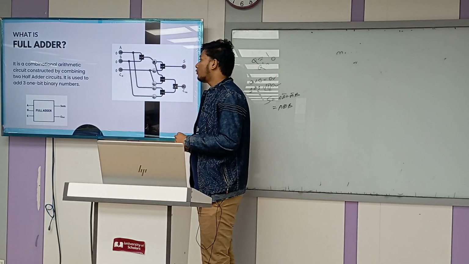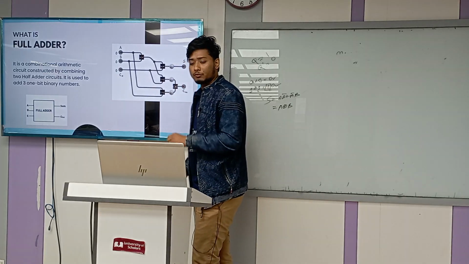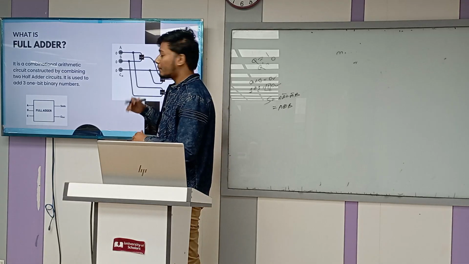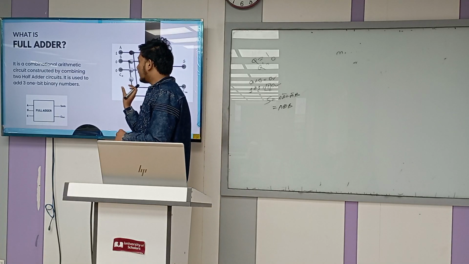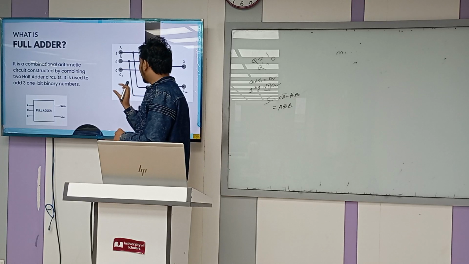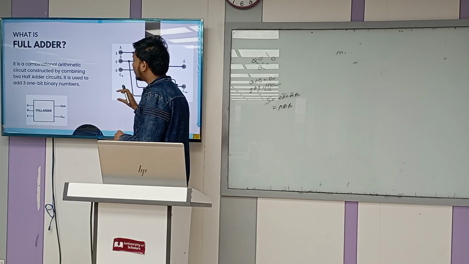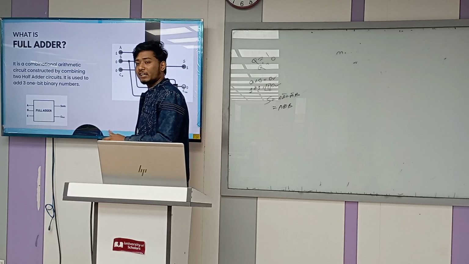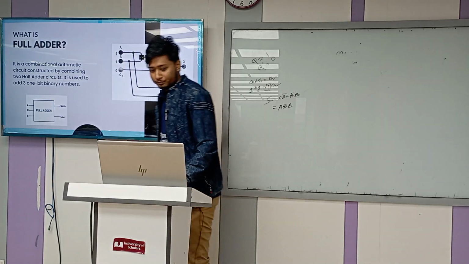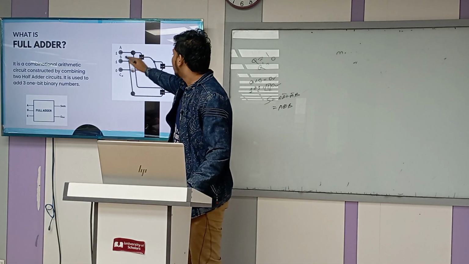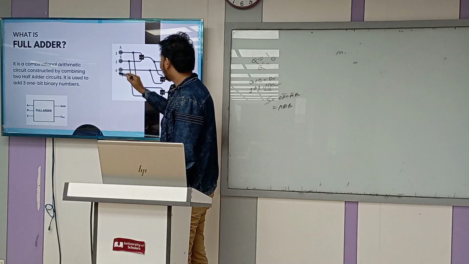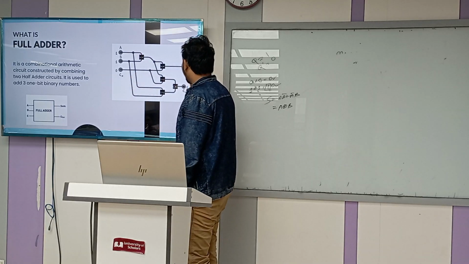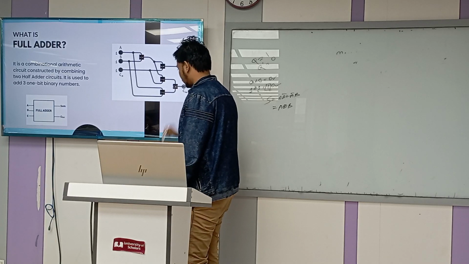So what is a full adder? The full adder is the same as a half adder, but the half adder is used for 2-input addition, and the full adder is used for 3-bit binary addition. Here the 3 inputs are A, B, and C, where C is the carry in, and we get S, which is the sum, and carry out.